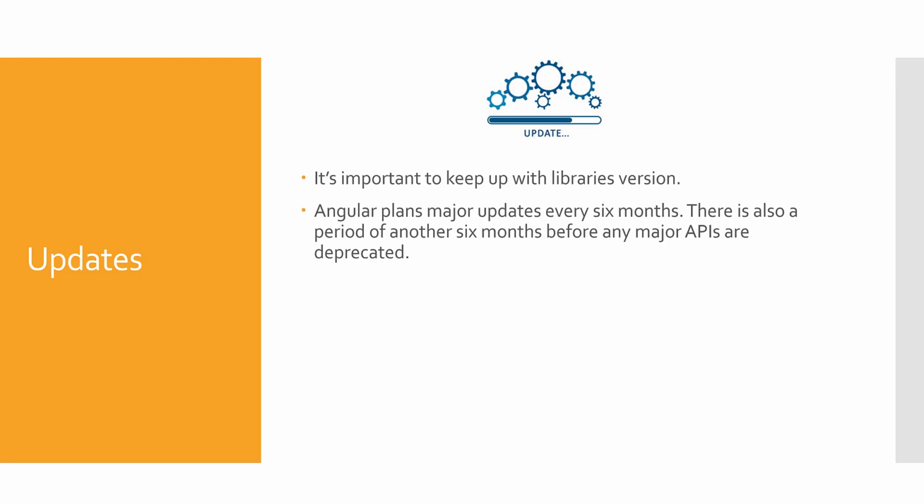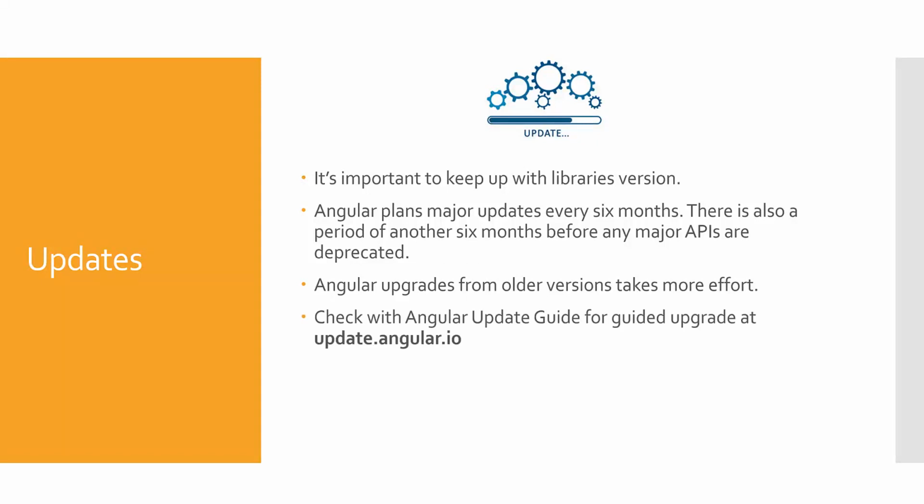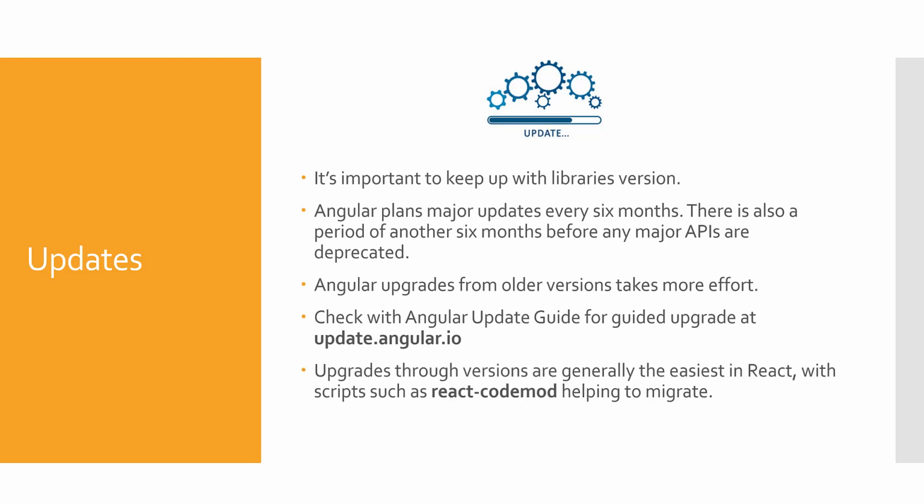Angular plans updates every 6 months. There is also a period of another 6 months before any major APIs are deprecated, which gives you the time of 2 release cycles, 1 year, to make necessary changes. Angular updates from older versions take more effort. Check with Angular Update Guide for guided upgrade at update.angular.io.